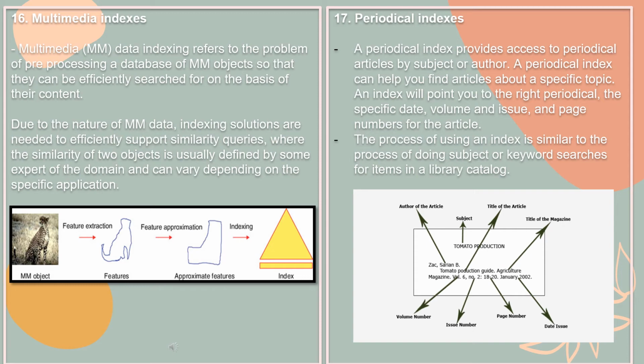Next is periodical indexes. A periodical index provides access to a periodical article by subject or author. A periodical index can help you find articles about a specific topic. An index will point you to the right periodical, the specific date, volume and issue, and page number for the article. The process of using an index is similar to the process of doing subject or keyword searches for items in a library catalog. Here is also one example of periodical indexes.